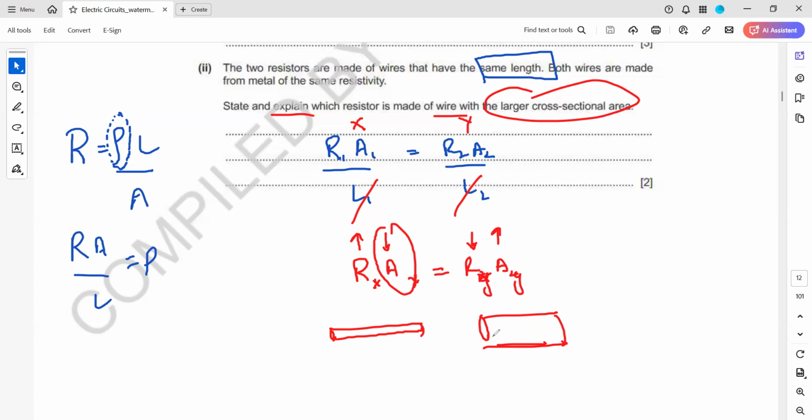Now, how to write a structure answer? In a structure answer, in physics, you can also include the equations. So first, when you include this equation, you will say rho is equal to RA over L. That should be constant. So R1 A1 over L1 should be equal to R2 A2 over L2.